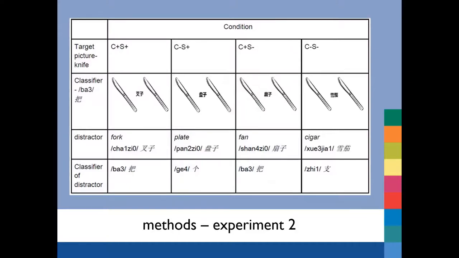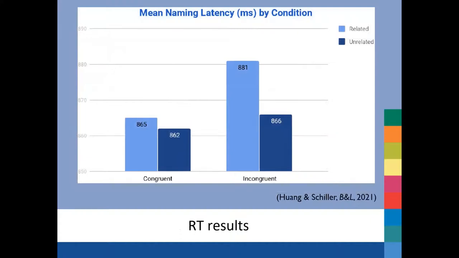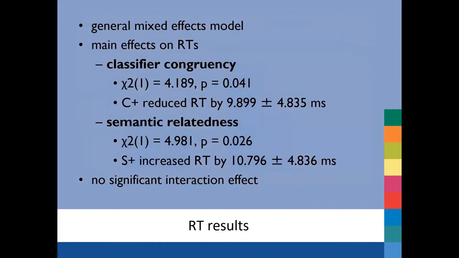So there were conditions where the class of the distractors was semantically related to the target, like fork and plate, and where it was unrelated, and the words either used the same classifier, or they used a different classifier. So what Xiaoyan found was again a semantic effect. The semantically related condition was always slower than the semantically unrelated condition, but she also found an effect of classifier congruency. So both effects were significant, the semantic relatedness effect, but also the classifier congruency effect. And there was no interaction according to her general mixed model analysis.